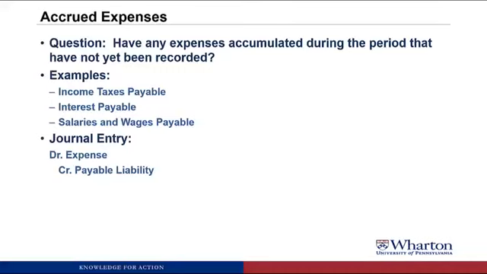For example, if employees have worked for us but we haven't paid them yet, we have to debit a salaries and wages expense to recognize the cost of the employees working for us, and then credit salary and wages payable to show the liability that we have to pay our employees at some point in the future.